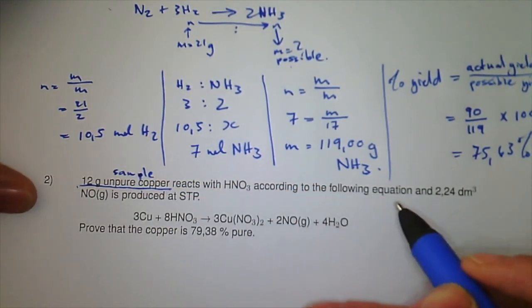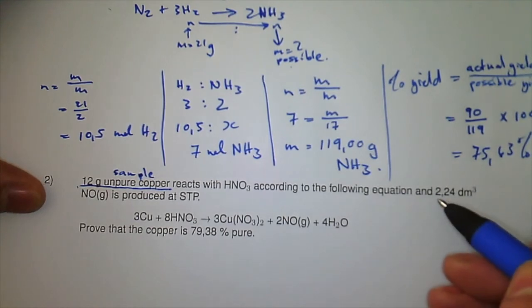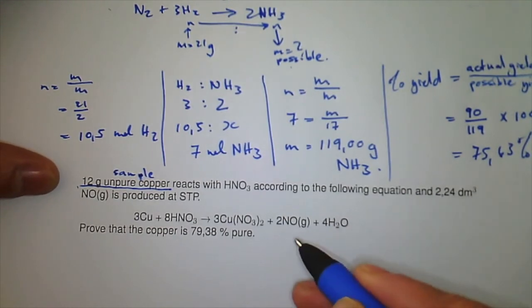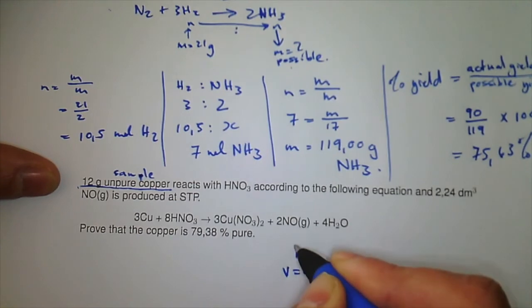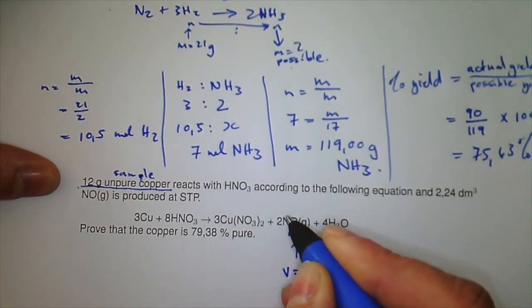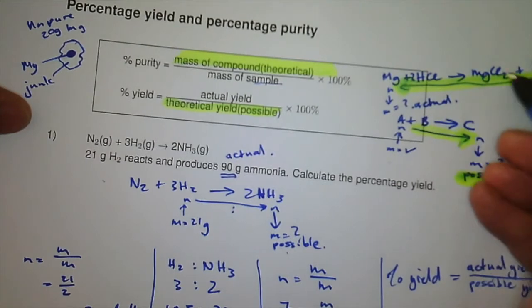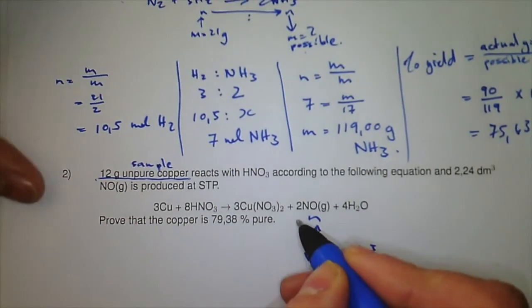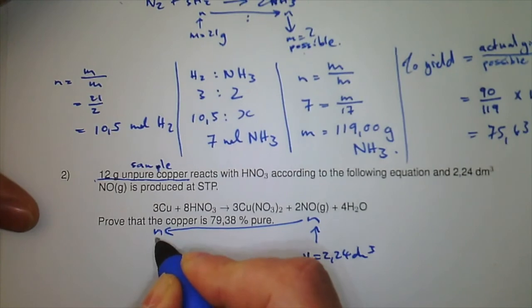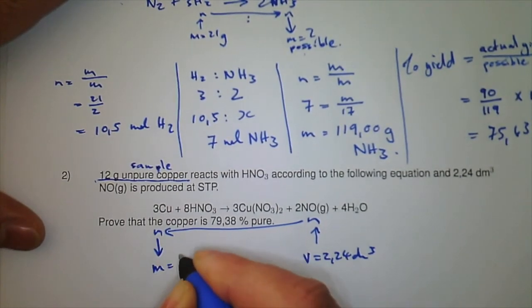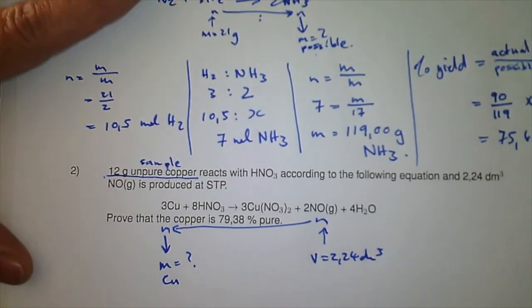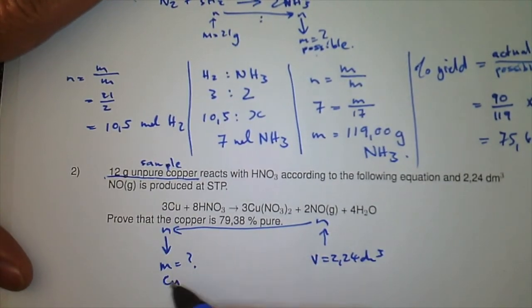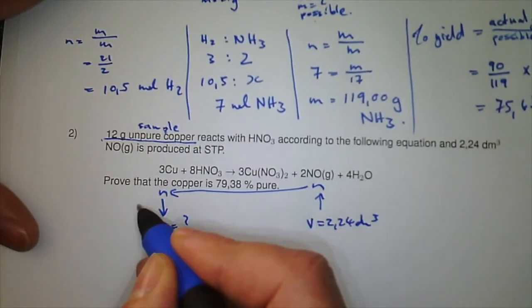They react according to the following equation and 2,24 cubic decimeters of NO. So you have the volume there of 2,24 cubic decimeters. That will give me the moles of NO. And then I'm going to work back from that mole to that mole, and then see what was the mass of the real copper in there. How much of that 12 was really copper? So I'm working out from right to left.